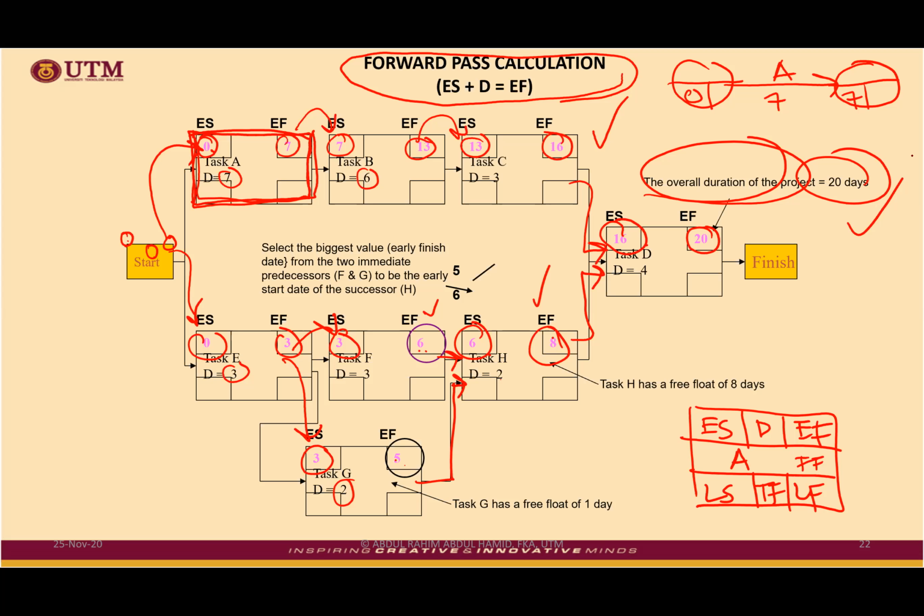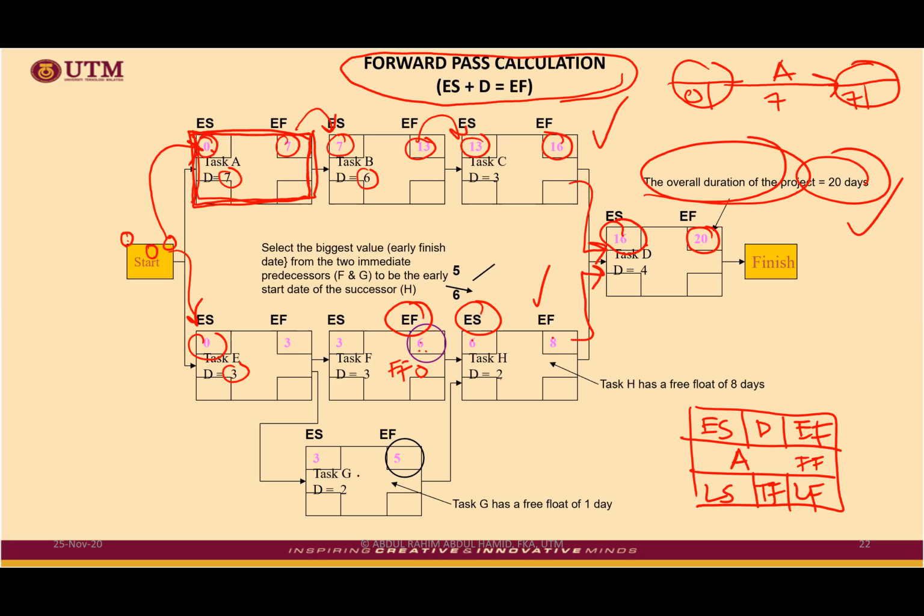You can also calculate free float. How to calculate free float? Remember, free float for, let's say, here. The formula of free float is basically you compare the differences between this value and this value. For example, free float for F, you compare with the subsequent activity. So 6 minus 6 equivalent to 0. You put it here, free float.